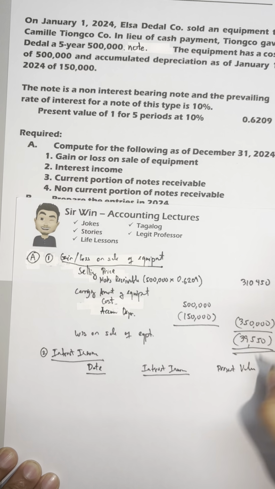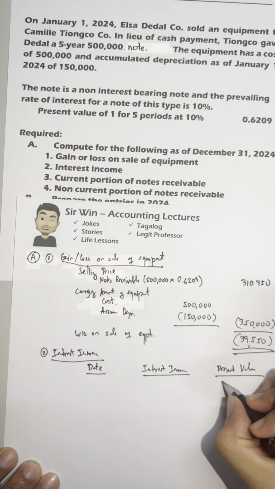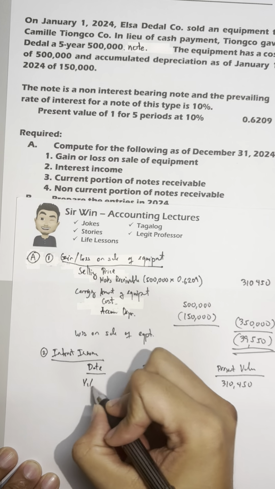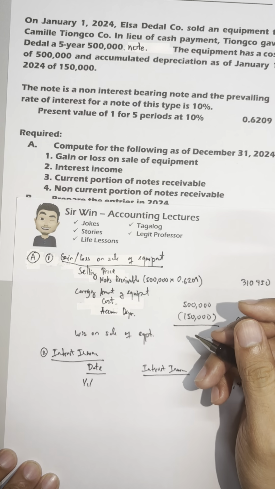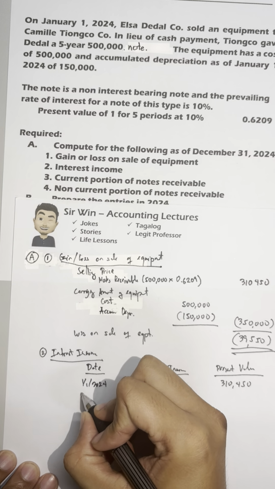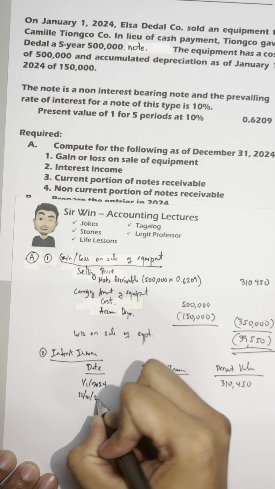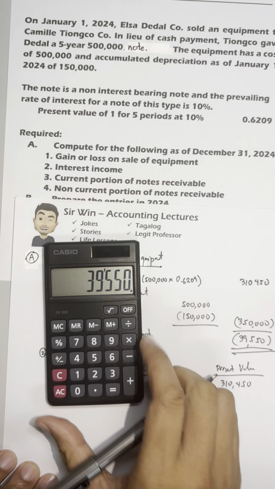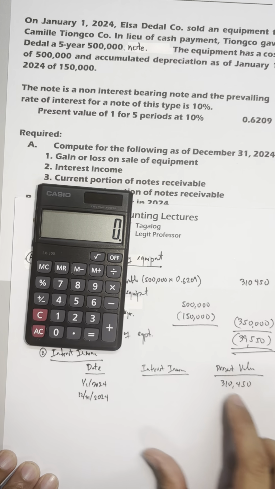Okay? The present value, ito yun, yung 310,450. The present value when, malamang nung binenta mo yung note, which binenta mo yung equipment, nakatanggap ka ng note, noong January 1, 2024. E lilipas ang isang taon, dadating yung December 31, 2024. Magkakaroon ng interest income yan. Okay? Paano nakikwenta yung interest income? Ina-amortize nga natin siya.